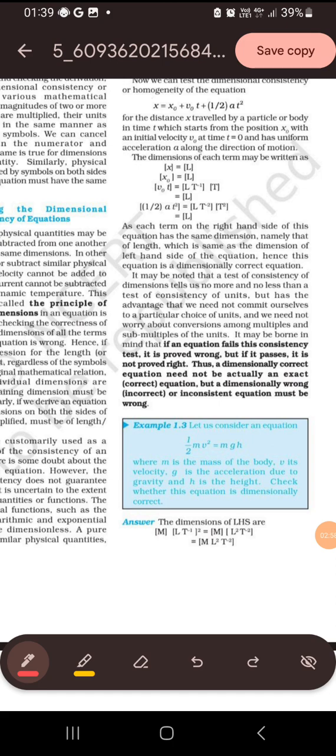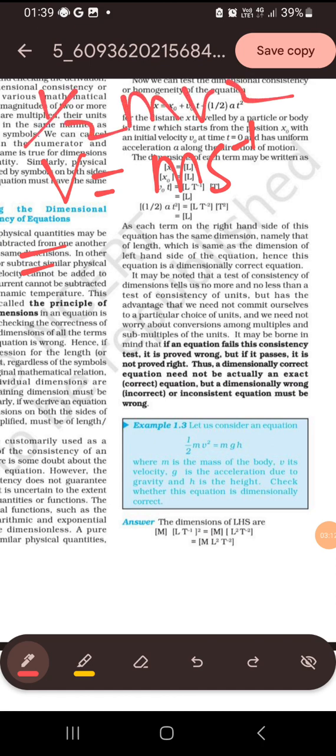Here, half mv square. For v you can write meter per second inverse. The formula is half mv square. M you can represent as mass, capital M. Meter you can represent as length, and v square is our formula, correct? So L square t power minus 2, it's a square manner. So this is the dimensional formula for half mv square: M L square t power minus 2. And shall we look at mgh?